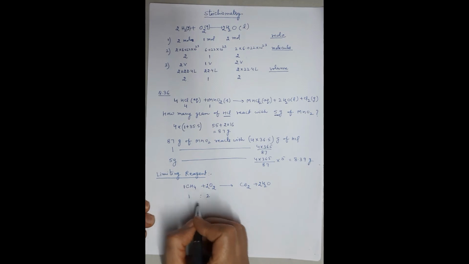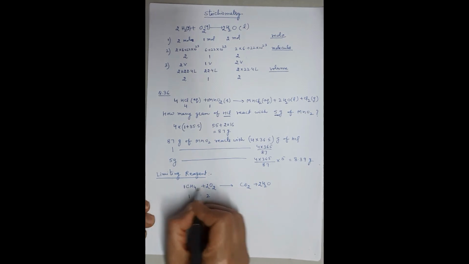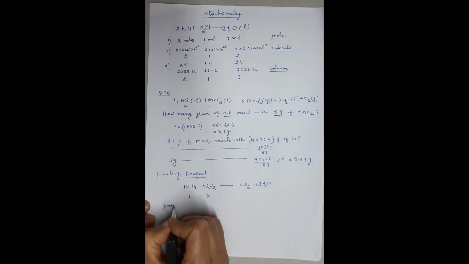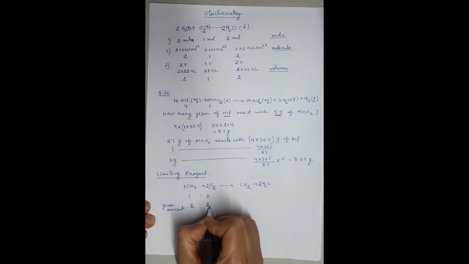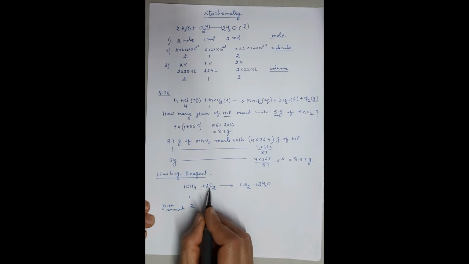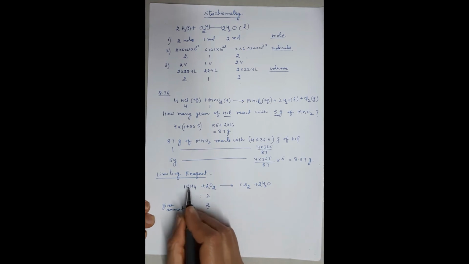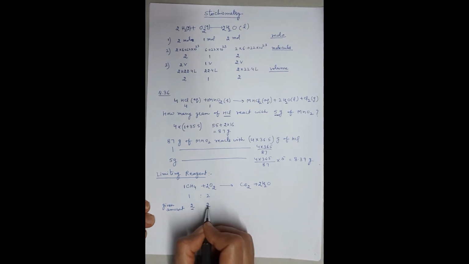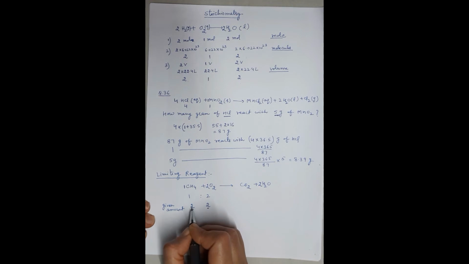Suppose the amount given is 2 moles of this and 2 moles of this. 2 moles of each reactant is given. Now you know they react in the ratio of 1:2. 2 moles of oxygen is required, but for methane only 1 mole is required. After the reaction, when 2 moles of oxygen react with 1 mole of methane, then oxygen will be consumed fully, but methane is still left. So methane is present in the excess amount.